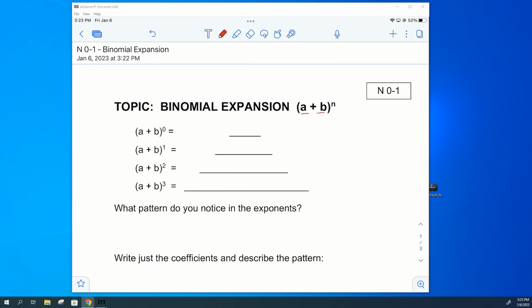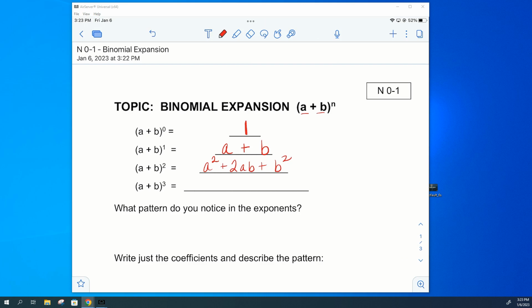Anything to the 0th power is 1. If I said, what is a plus b to the first? You would say that's a plus b. If I say square it out, I certainly hope you would not just say a squared plus b squared. You would think about foiling and you would square it out to get that.